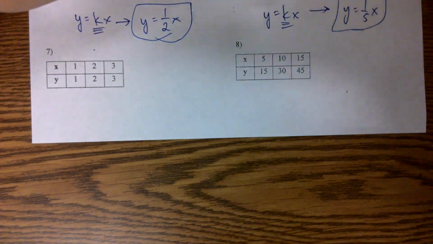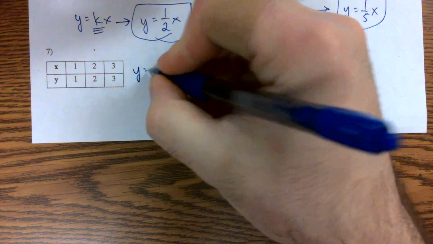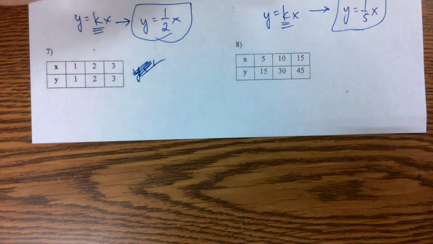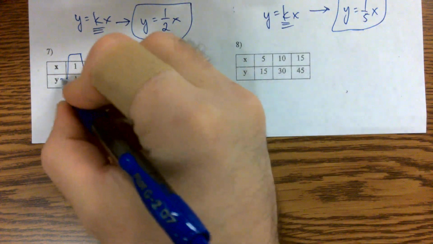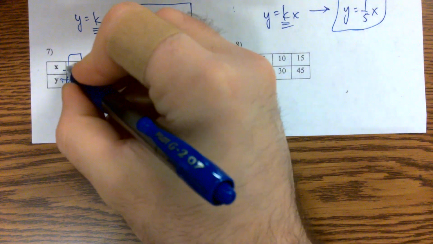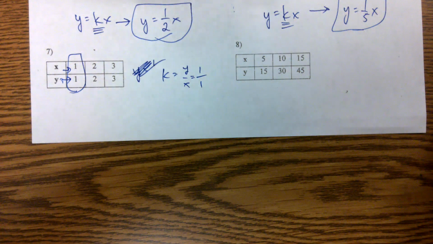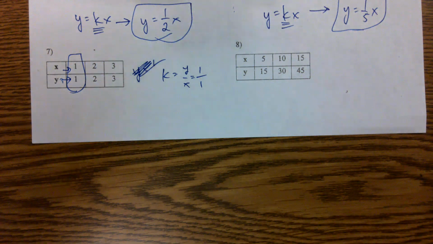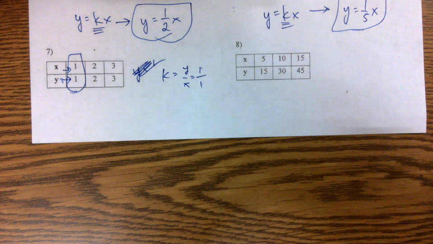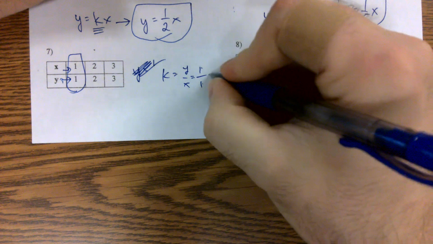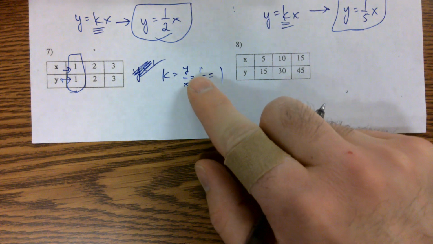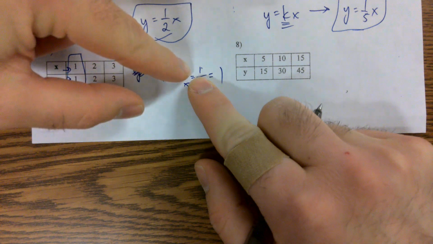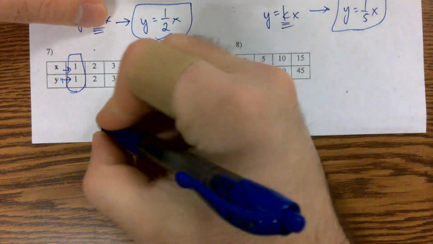Moving on to number 7. This is another interesting one. K is equal to y over x. I take this first point. Y is equal to 1. X is also equal to 1. Now this is what we call a whole fraction, right? If we have the same number on top and bottom, it's always going to be equal to just the number 1. We could also think of it in this case as we've got a 1 on bottom. We can get rid of that. And the number on top is my answer, and that's 1.